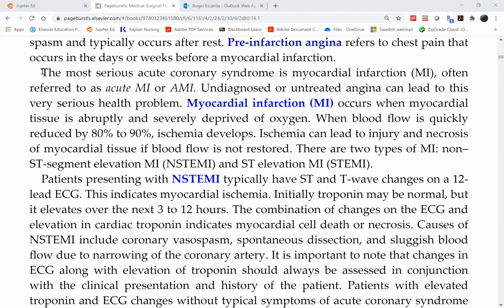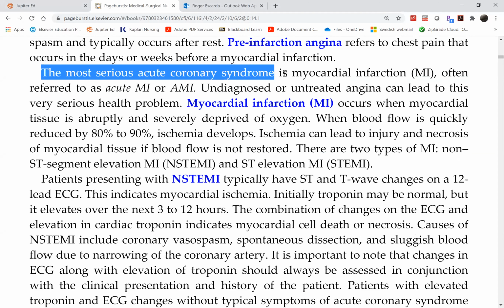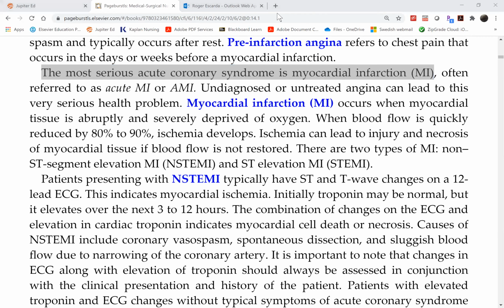As stated here, the most serious of the acute coronary syndromes is, of course, an MI. There are two MIs. We have N-STEMI, or non-ST elevation, and then we have ST elevation MI. In both instances, there is 100% obstruction of one or more coronary arteries. So there is now a zone of injury here, meaning some of the, if you think about it, it's kind of like this.